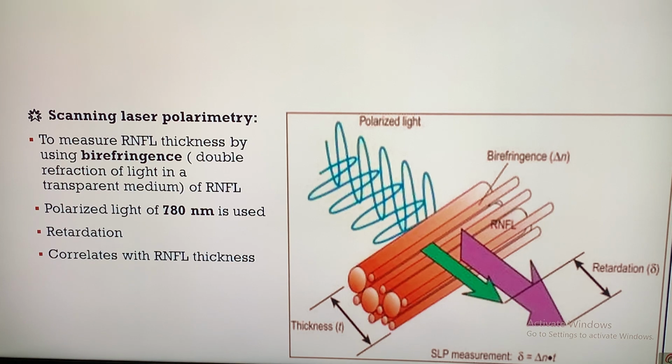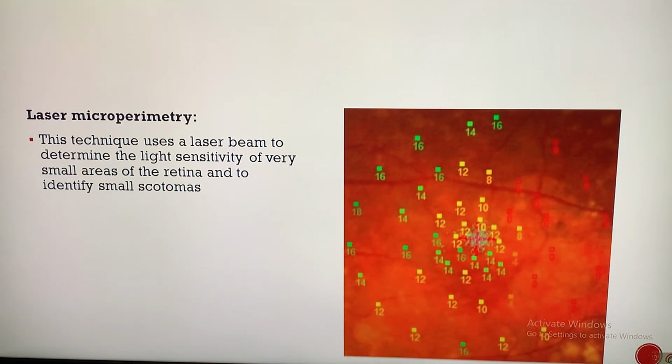Scanning laser polarimetry is an investigation that uses the principle of birefringence, in which there is double refraction of light in a transparent medium. It is used to measure the RNFL thickness, and light of 780 nanometers is used. Laser microperimetry uses a laser beam to determine the light sensitivity of small areas of the retina and to identify small scotomas.